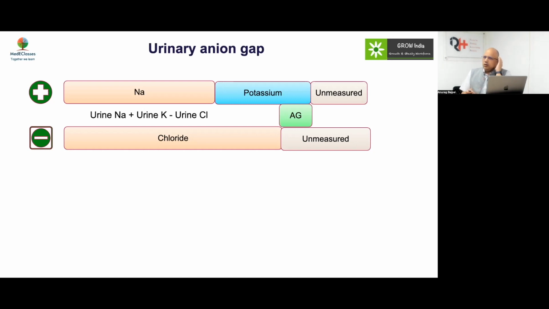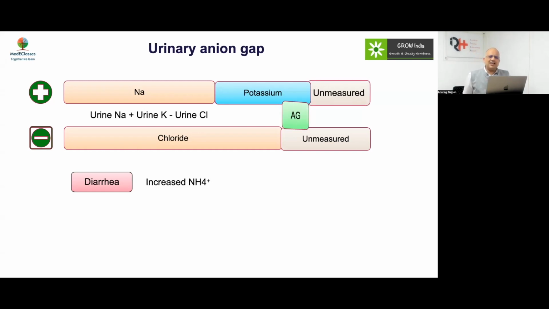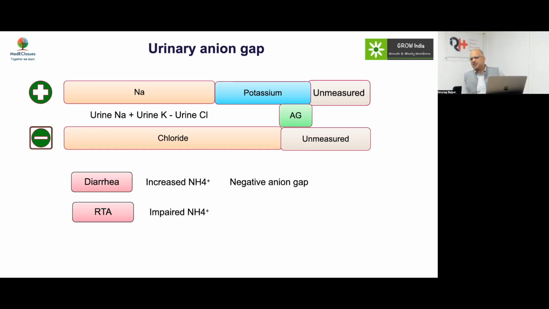It will be negative because you're not measuring it, it will become negative, while if it's defective, it will be positive. So very clearly, in conditions like diarrhea, you will have increased ammonium production. The urinary anion gap will become negative, and you can really identify that. While whether you have a distal or a proximal RTA, the ammonium production is impaired.